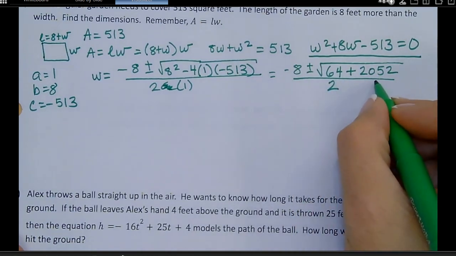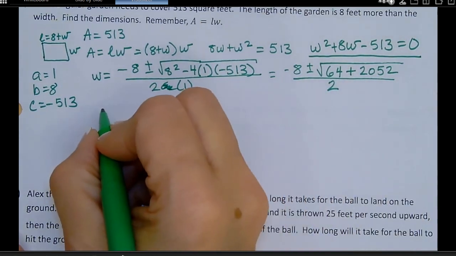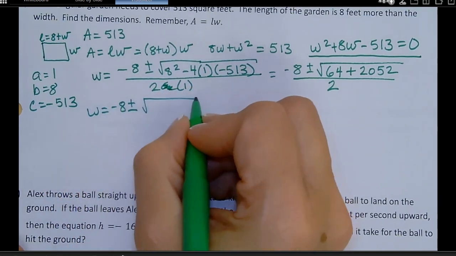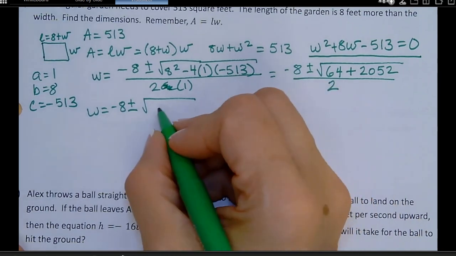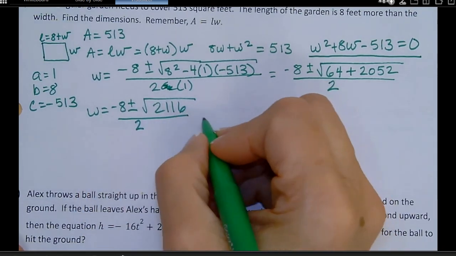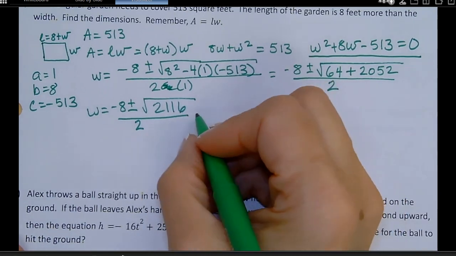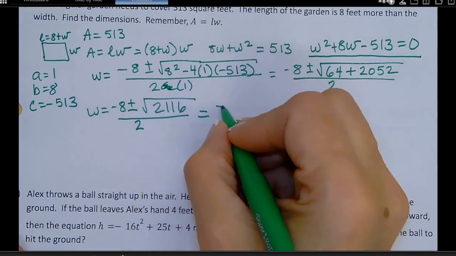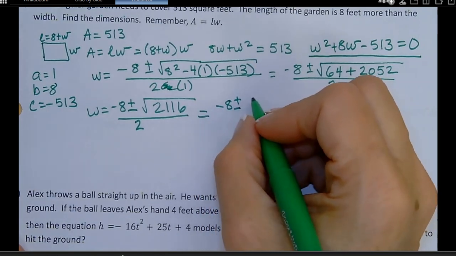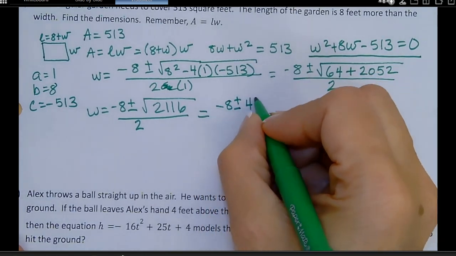Okay, I'm going to simplify over here so that I have more room. w equals negative 8 plus or minus, if I add these together, I'm going to get 2116, all over 2. And it turns out 2116 is a perfect square. So this is negative 8 plus or minus 46 is what it ends up being. Let's make sure.